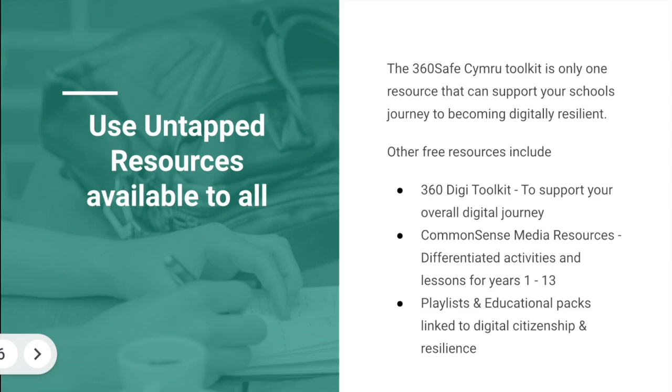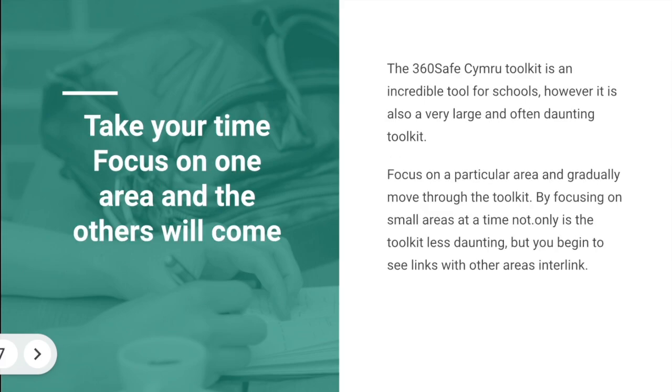The best thing to do as well is look for the EAS to see if any events are going in place, because a lot of these events will showcase good practice that are being done across schools across Wales. There are loads of playlists and educational packs linked to digital citizenship, and also keep an eye out for Safer Internet Week. That's a great week for you to see podcasts, join groups and chats, and talk to other practitioners about what they're doing in their schools. I'm always at the Safer Internet Week, as it's a brilliant way to also engage with your pupil leadership groups. Take your time, focus on one area, and the others will come. The 360 Safe Recovery Toolkit is an incredible tool for schools.